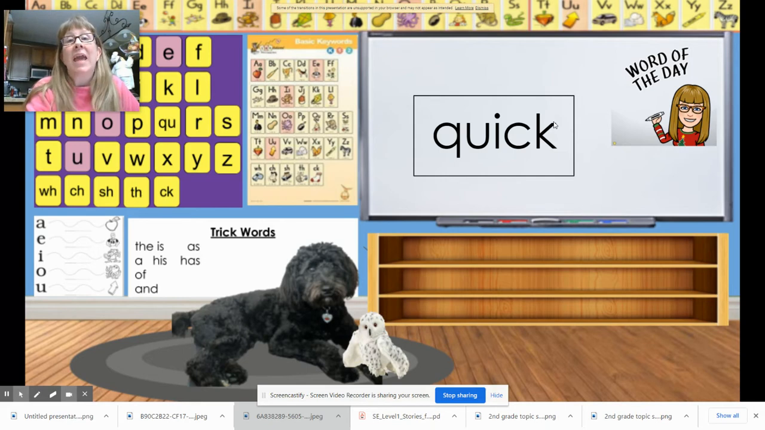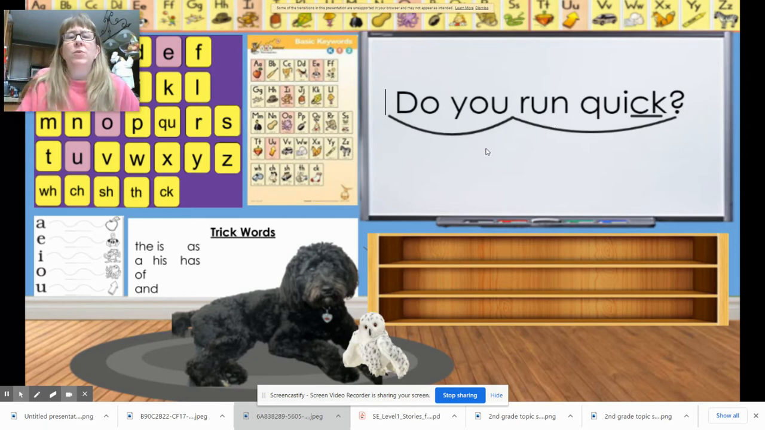Okay, now who can tell me an antonym for the word quick? If a synonym is the same, an antonym is opposite. So what word is the opposite of quick? Raise your hand and tell your teacher. Great job. The opposite of quick would be to be slow, right? Here's a sentence with our word. Do you run quick? Everybody read that with me. Do you run quick? At some point, if you haven't already, you can put quick into your student notebook, but you don't have to do that right now. You can do it whenever your teacher tells you.